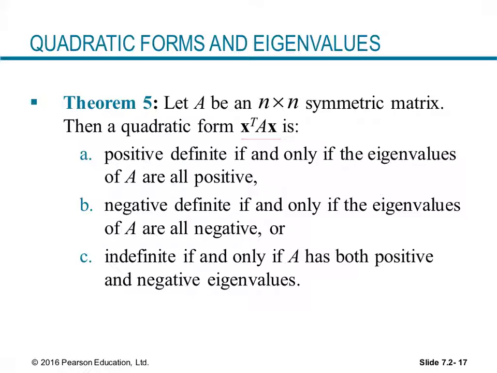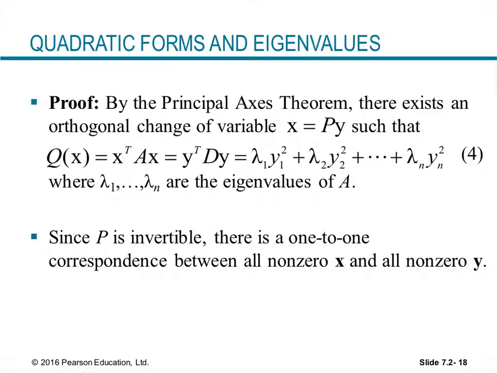And also, if the quadratic form x transpose Ax is negative definite, then all the eigenvalues of A will be negative. If A has both positive and negative eigenvalues, then the quadratic form will be indefinite. Okay? Let us prove this theorem.